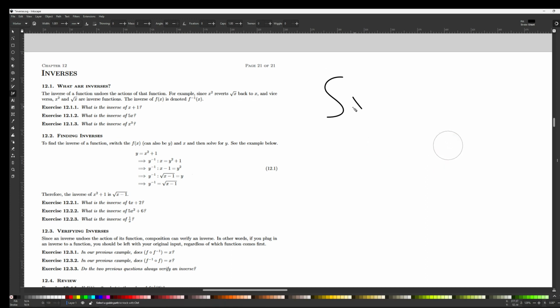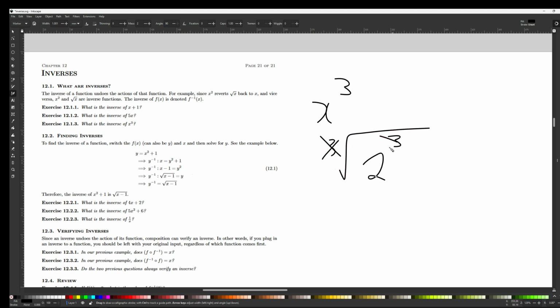Okay. What is the inverse of x cubed? If we have 2 cubed, how can we get back to just 2? We can do that by taking the cube root. And this cancels out, this cancels out. We're left with just 2. So therefore, the inverse of x cubed is the cube root of x.